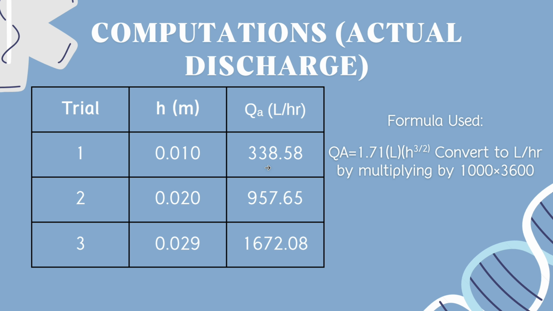For trial 2, with H equals 0.02, the result is 957.65 liters per hour. For trial 3, H equals 0.029 and we got 1672.08 liters per hour. These values increase as head increases, which matches theoretical expectations since flow grows rapidly with head.